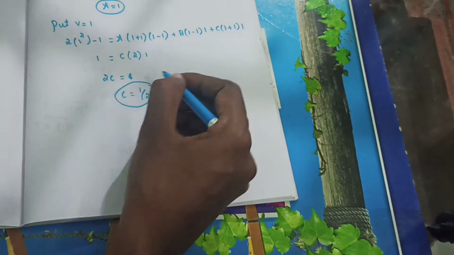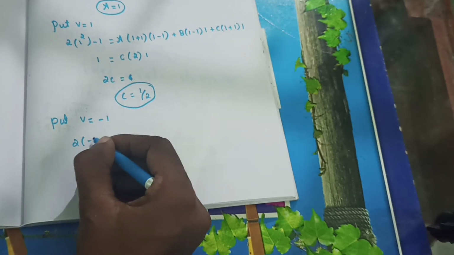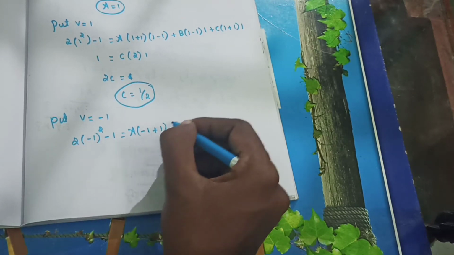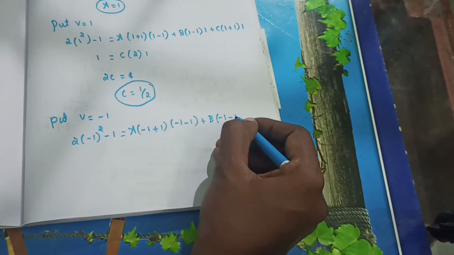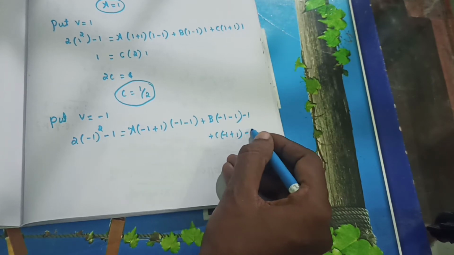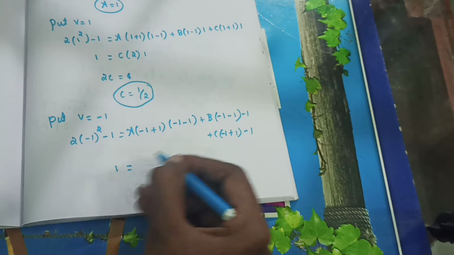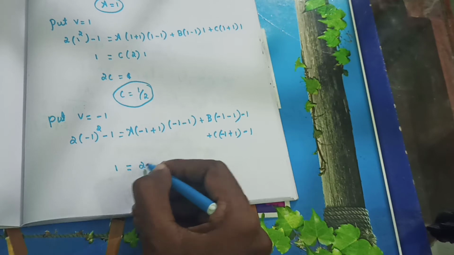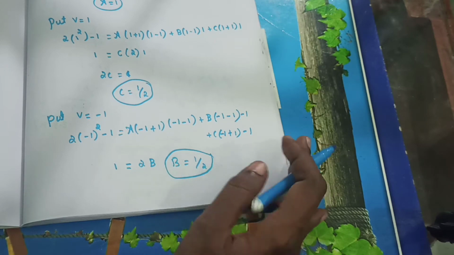Now only one value you need to find, that is b. For that, put v equal to any value. v equal to minus 1 means 2 into (minus 1) the whole square, minus 1 is equal to a into (minus 1 plus 1)(minus 1 minus 1) plus b into (minus 1) into (minus 1) plus c into (minus 1 plus 1) into (minus 1). So from this you will get the b value: 2 minus 1 is 1. Here it is minus, minus, minus, so this will be 2, correct? So 2b, so b is equal to 1 by 2. Now you got all the values for a, b and c.